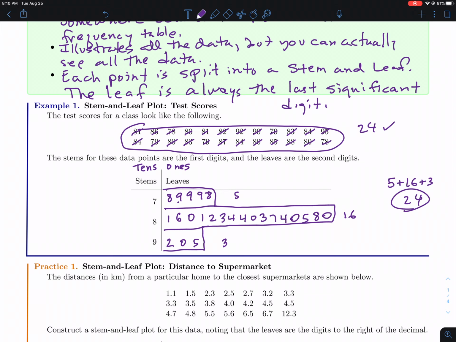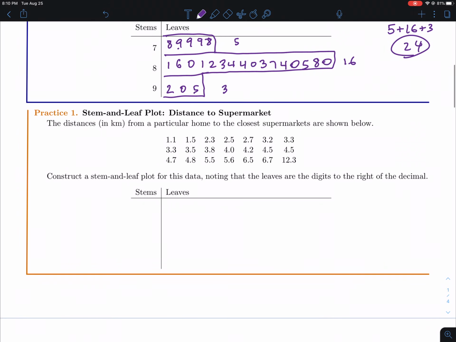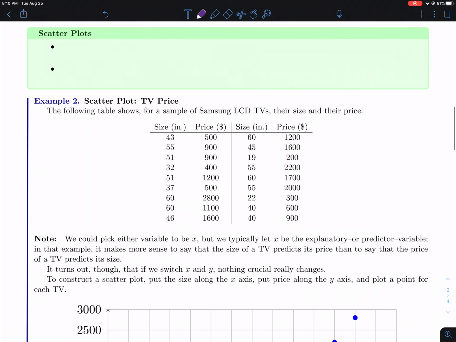But all right, I'm going to have you guys practice the next one on your own. In this case, we've got 1s and 10s and then stuff after the decimal, so think of the decimal as the in-between. The stuff to the right of the decimal is going to be your leaves, and things to the left of the decimal are going to be your stems. So I'll let you guys do that one on your own. And then next, what we want to do is talk about a scatter plot. So pause the video, practice that one, then come back and look at scatter plots.